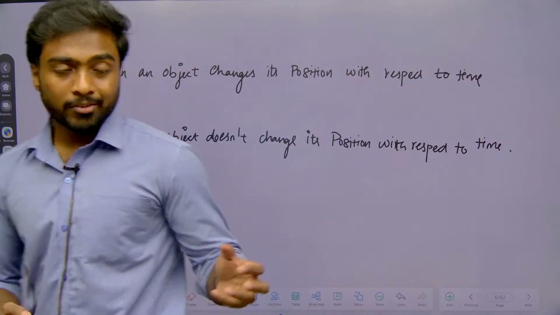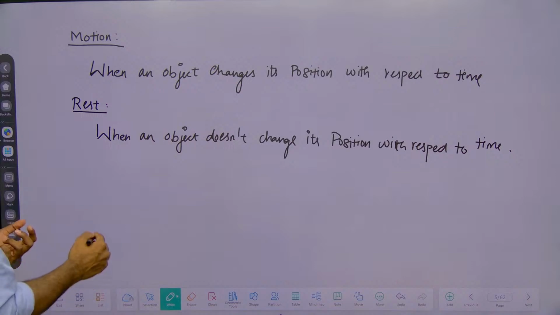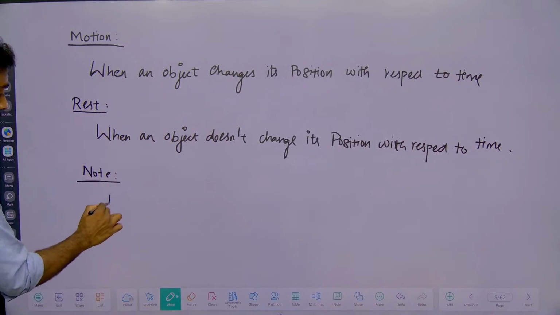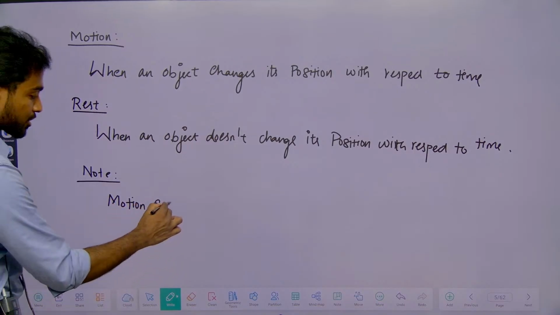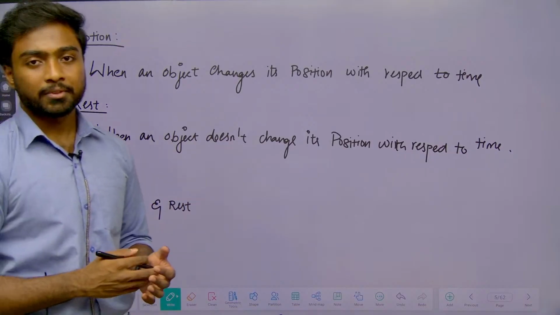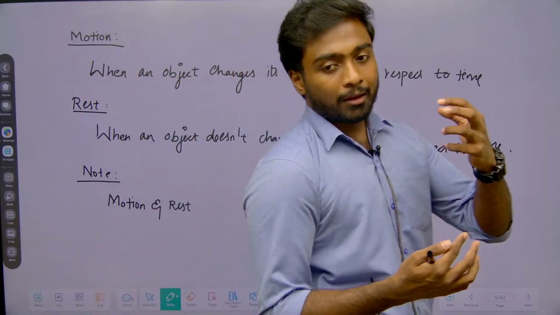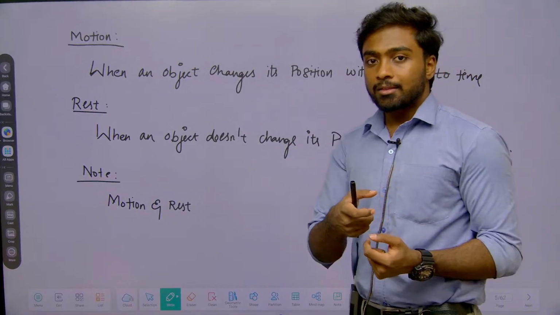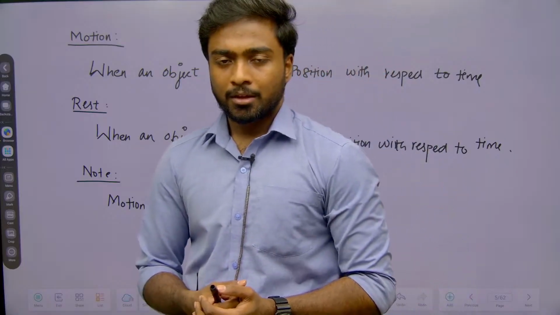So this is the basic idea about what is motion and what is rest, and note that motion and rest both are interrelated terms. We will say we are comparing the object with another object, then only I can say whether the object is in motion or rest.